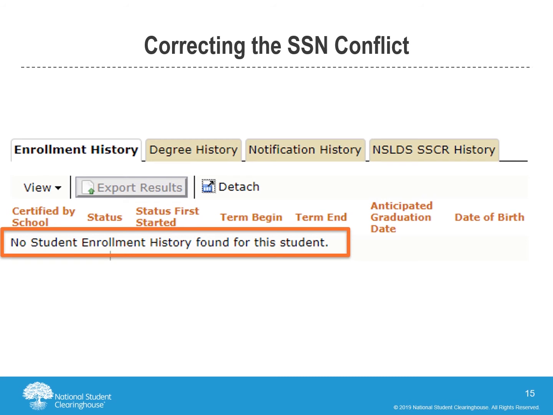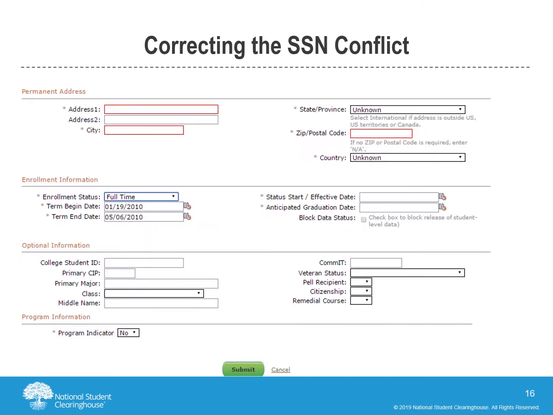From there, you'll need to enter the student's enrollment information. All fields with an asterisk are required. If you did not know the student's address, please enter UK. This translates to unknown.